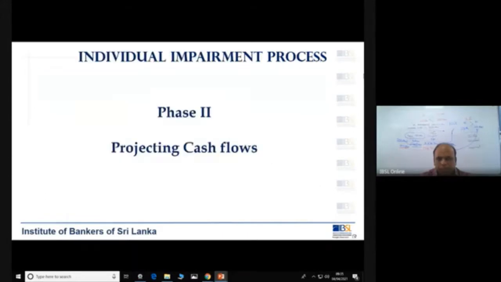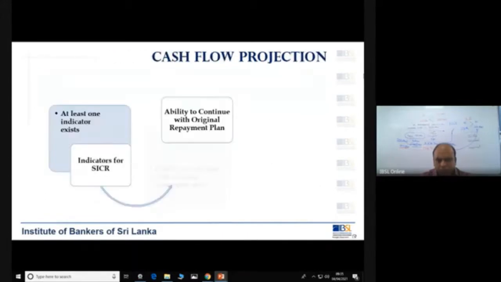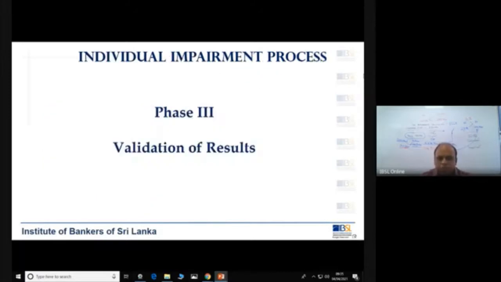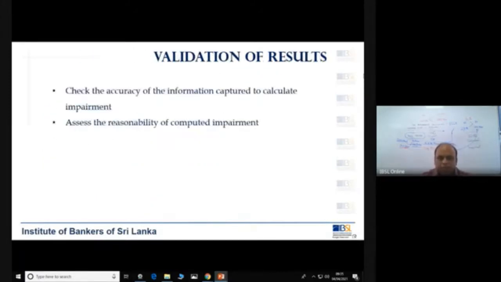Right. Then phase 2, as I told you, you will project cash flows. When you get them, they have to be based on the time period and then discounted. The discounting will happen using the original rate of the loan. If you have given the loan at 10%, you can use the same rate to discount the cash flows. And then finally, you will look at the results validated.